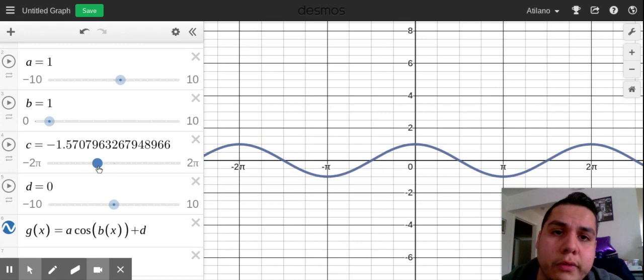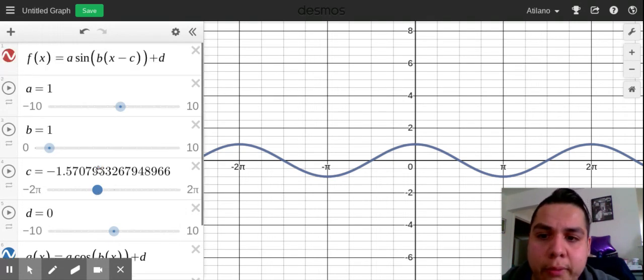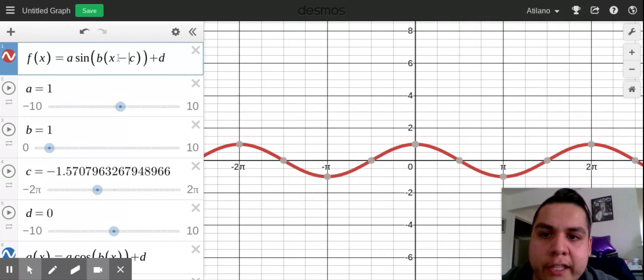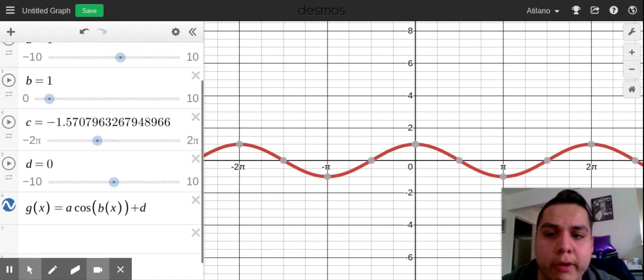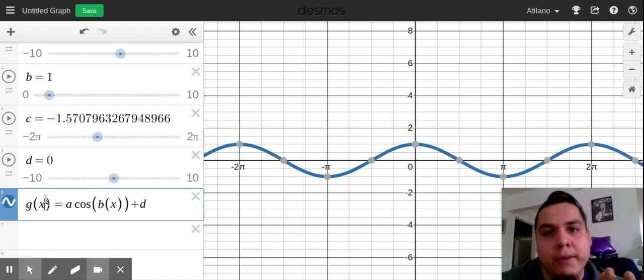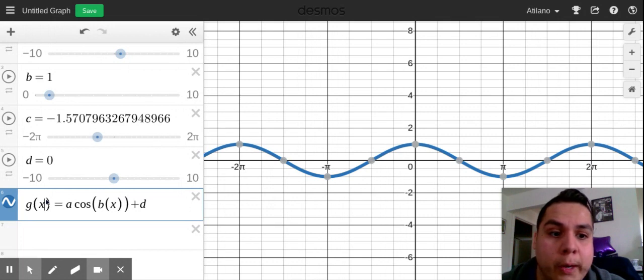Turns out I have to add pi over 2 to the x value in here, right? So if I change this to x plus pi over 2 because I'm subtracting this negative, turns out it lines up exactly with a cosine graph. So that's why it's sine and cosine, because it's the same behavior and we can make them look the same. In this instance, if I just add a pi over 2 to the input, right?